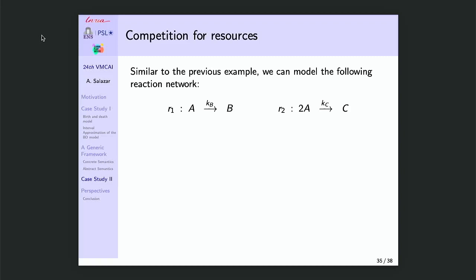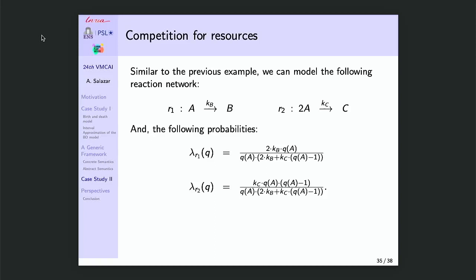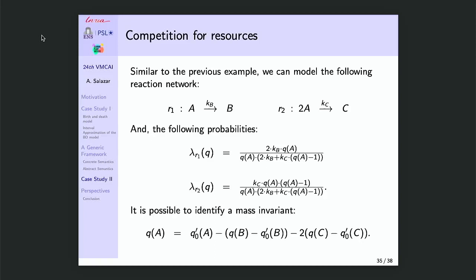Okay? So here we have again two reactions. On the left-hand side, you have a reaction that consumes some A and produces some B. And on the right-hand side, you have another reaction which consumes two equivalents of A and produces some C. So you notice immediately that each reaction uses the same resources. Okay? And what we can do is derive the probability functions using the definitions we introduced previously. And then what we would like to do is observe the dynamics of B and C.